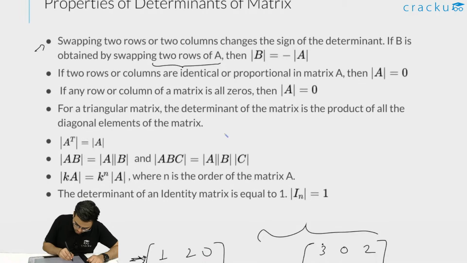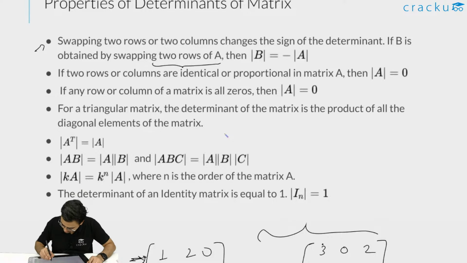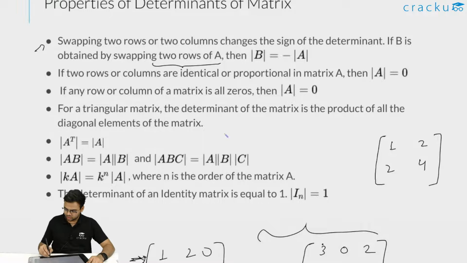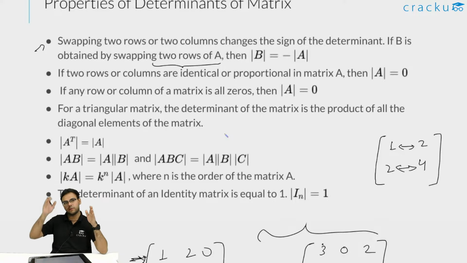Then we can say if two rows or two columns are identical or proportional in a matrix, then determinant of A is 0. Let's say I have a matrix which is 1, 2 and 2, 4. So the first column is not equal to the second column, but if you check the ratio of the elements in the first column and the second column, this ratio is 1:2, and this ratio is 1:2. So the proportion of column 1 is 1 and the proportion of column 2 is 2. So if the proportion is same for all the rows, the determinant will be 0.